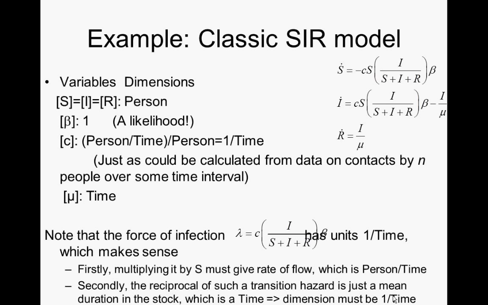Alternatively, you could just consider the reciprocal at that time. If we have a chance per unit time of being infected, the reciprocal is just how long on average it takes us to get infected. So it's going to be a time. So its reciprocal has to be a time. So its dimension is 1 over time.